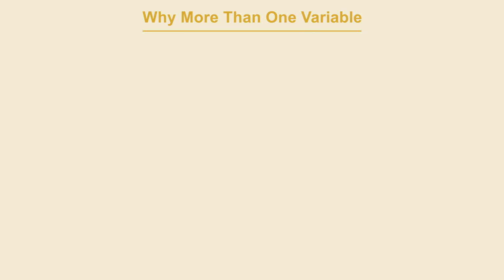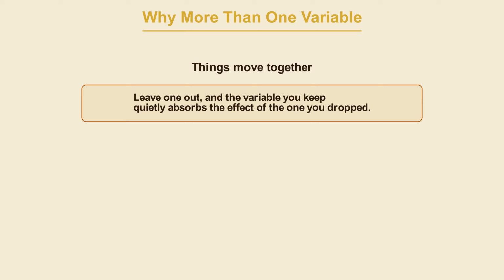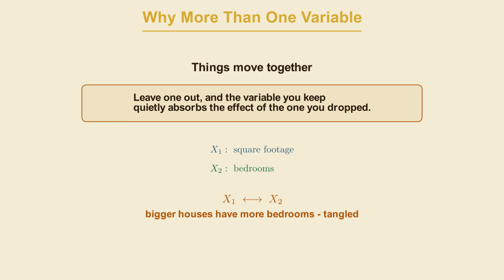Now, the reason you'd want more than one variable comes down to a problem with the real world. In the real world, things tend to move together, and if you leave one of them out, the variable that you kept ends up quietly absorbing the effect of the one that you dropped. So let's make this concrete. Say we're trying to explain house prices, and we have two things that we can work with. The first is the square footage of the house, and the second is the number of bedrooms. Here's the thing, bigger houses tend to have more bedrooms. So the two move together.